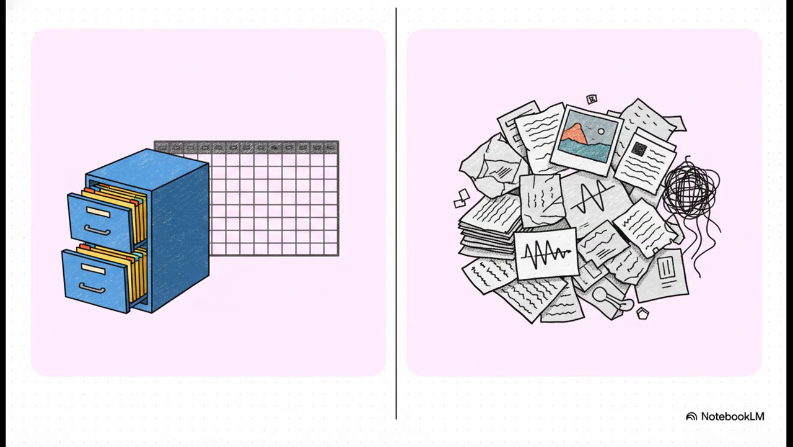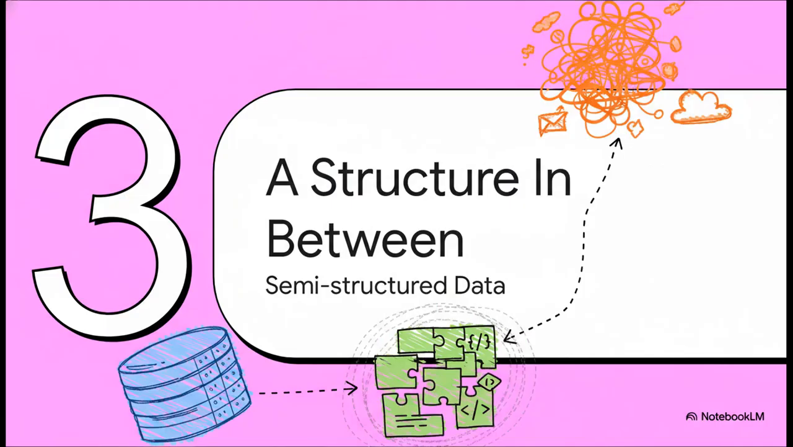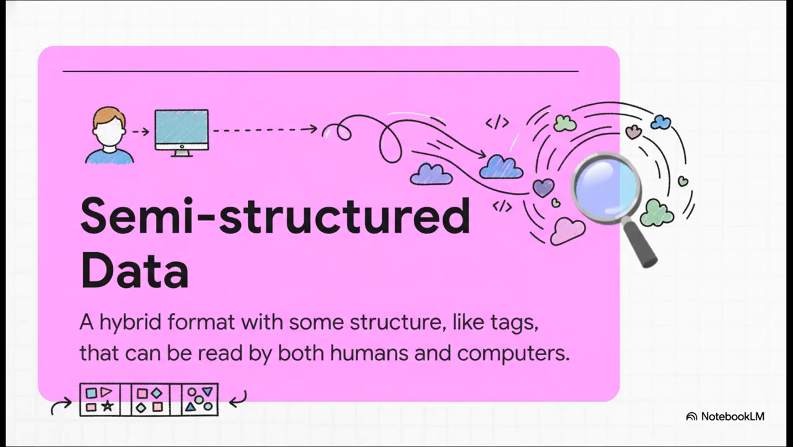So, let's just put it side by side to make it super clear. On one side, you've got the high organization of structured data, perfect for those spreadsheets. On the other, the low to no organization of unstructured data, like raw text and media. We are talking about two completely different worlds here. Okay, so we have the super organized and the super chaotic, but is there something in between? What if we could get the best of both worlds? Yep, there is, and it's called semi-structured data.